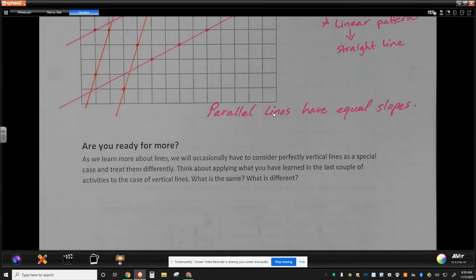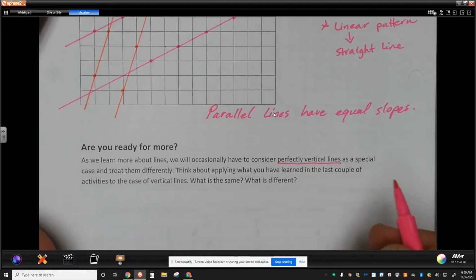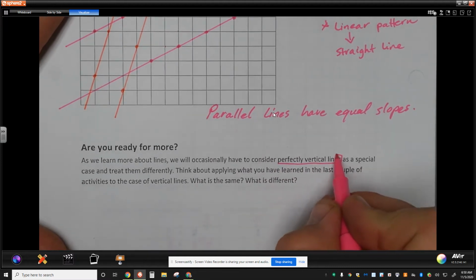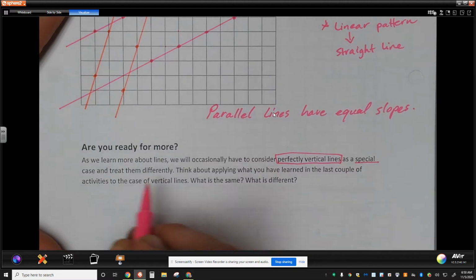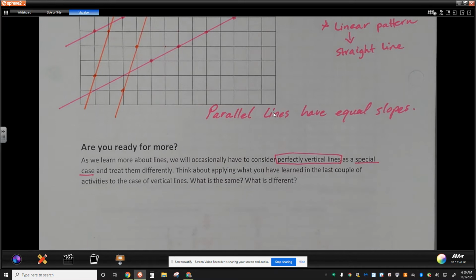Now, real quick, I just want to give you a taste of this one. This says, as we learn more about lines, we occasionally have to consider perfectly vertical lines. And perfectly vertical lines have a very special case, and we have to treat them differently. It says, think about applying what you've learned in the last couple of activities to the case of vertical lines. What is the same? What is the difference?